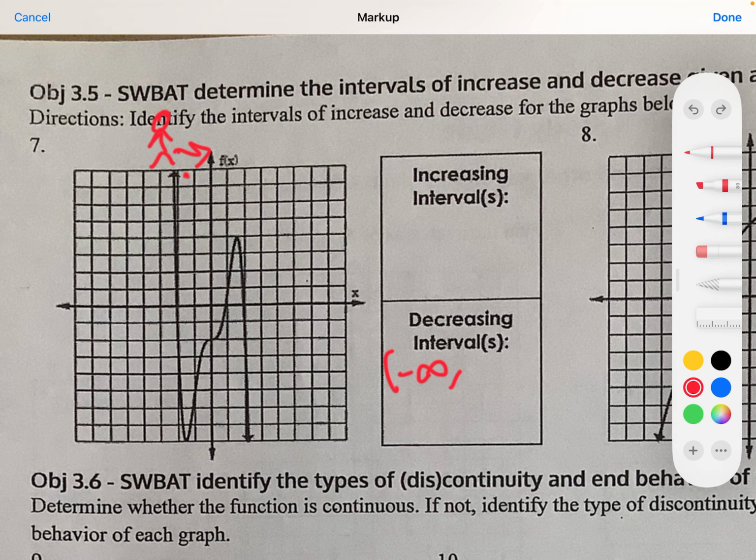And then where do they stop decreasing? Well, right here. And this looks to be at x equals -1.5. And that's a decreasing interval. Then after that, it has to start increasing. So I go back to my increasing intervals. Put one up here. It starts at -1.5, and then it goes up. -1.5, that's the x value.